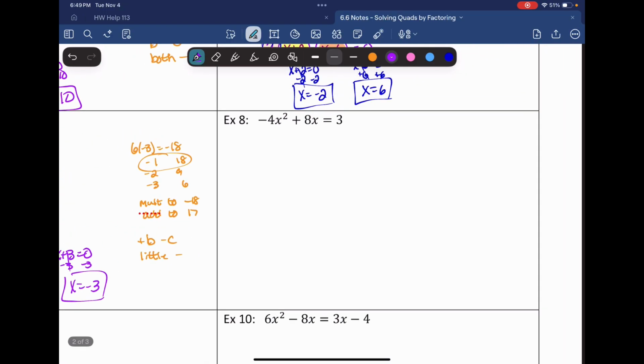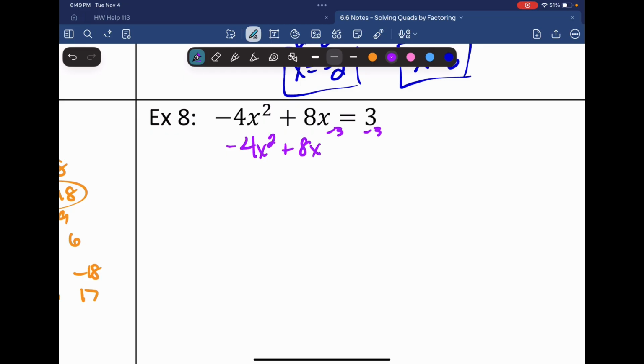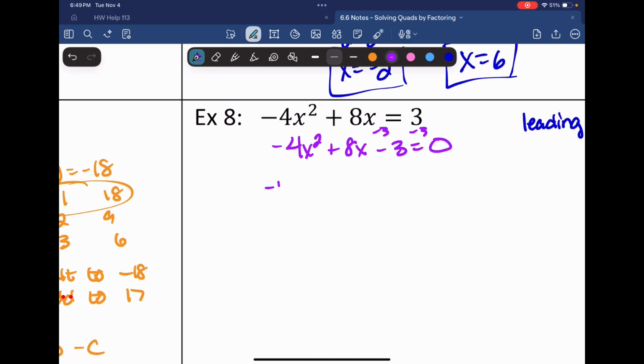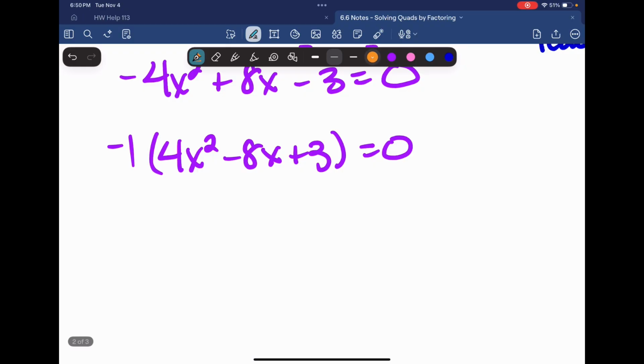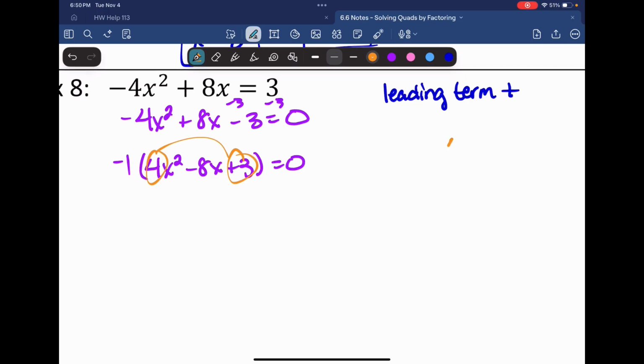All right, moving on. Get this equation equals 0. Kind of skip this step. We're going to subtract 3 from both sides. Now, your leading term must be positive. Okay, that means I'm going to factor out a negative 1 here. Now we're going to multiply leading coefficient by constant. So that's a positive 4 times a positive 3.